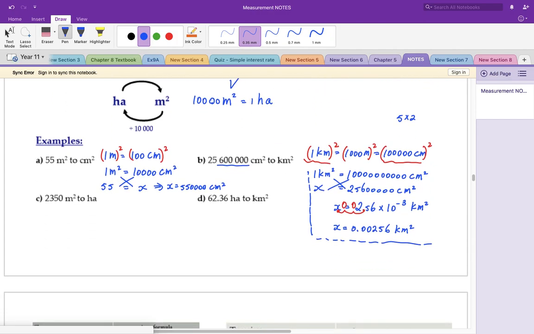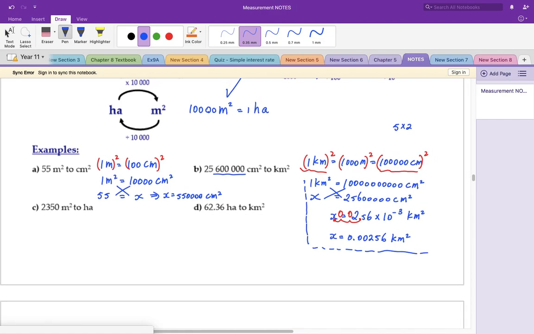Okay. Next one. This many meters squared to hectares. And we know 10,000 meters squared is 1 hectare. So I'll copy this down first. Or maybe I'll write 1 hectare is equal to 10,000 meters squared. And then you have 2350 meters squared. I want to find how many hectares that is. So you cross multiply. x is equal to 0.235 hectares.